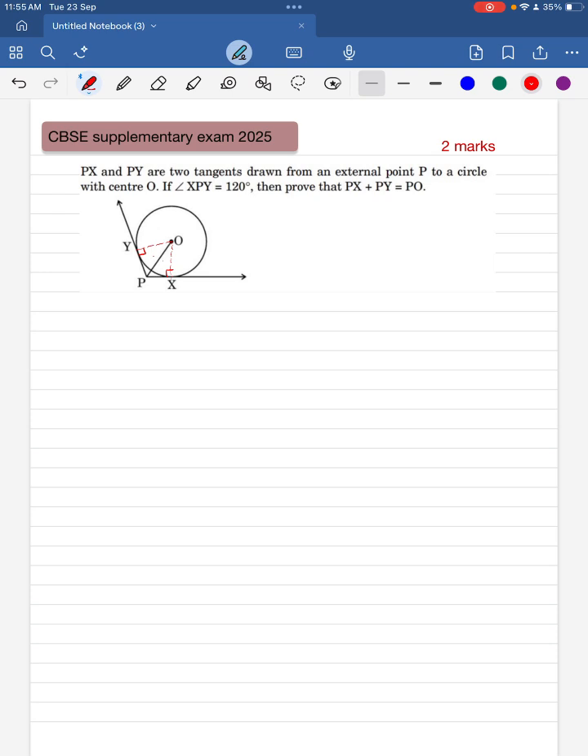Now if they're congruent to each other, we know that these angles will become equal to each other. That is, angle OPX is equal to angle OPY, which is equal to half of angle XPY. Which is the angle XPY? It is this angle, so it will become half of that. Now we know that XPY is given to be 120 degrees, so I can take this as half into 120 degrees, and that's equal to 60 degrees. So we got each of these smaller angles as 60 degrees.